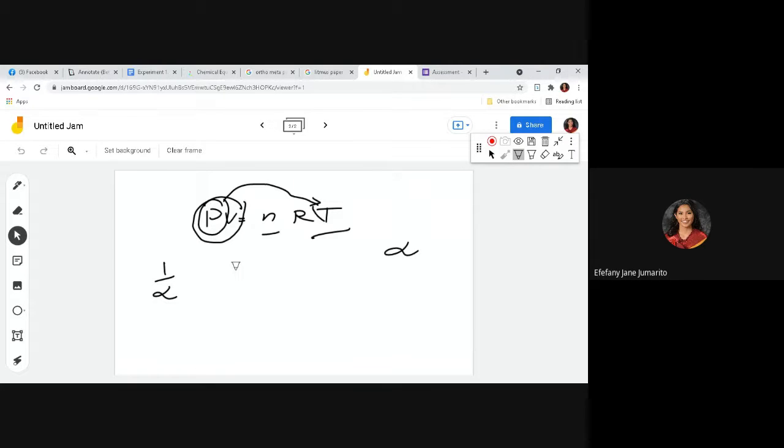So what about if it is like this one? P over V. If it is a fraction, class, what is the relationship of P and V? We already know they are inversely proportional, right? But say for example, if you have this equation, what is the relationship of P and V?